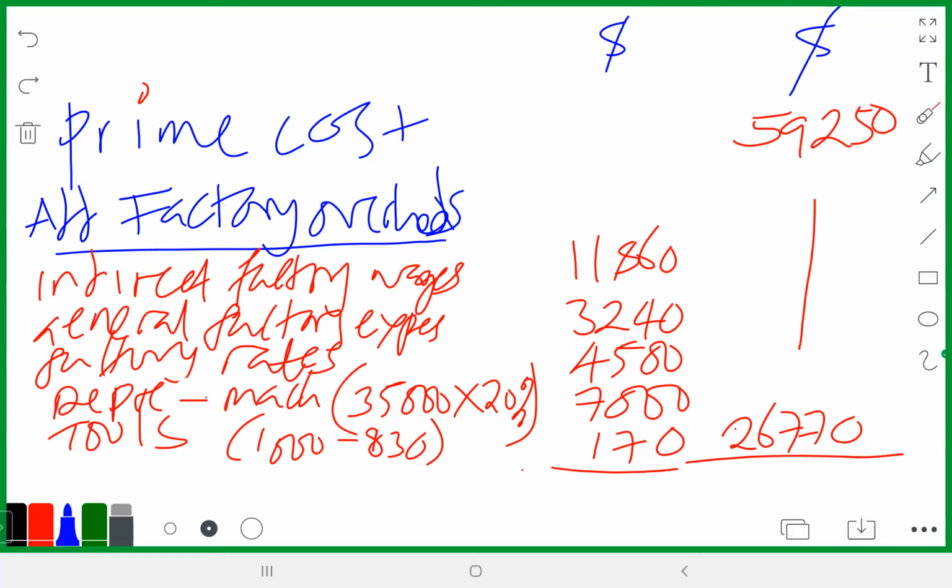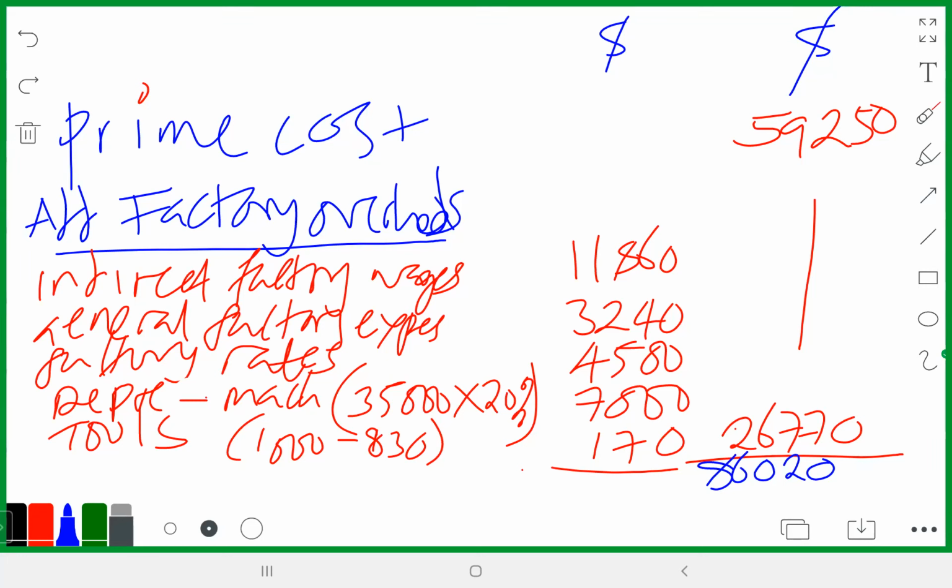It's 86,020. So now, when you get this figure, if you don't have the work in progress, either opening or closing work in progress, you can just end here and report this as the cost of production. Is that clear? You can report this as the cost of production.